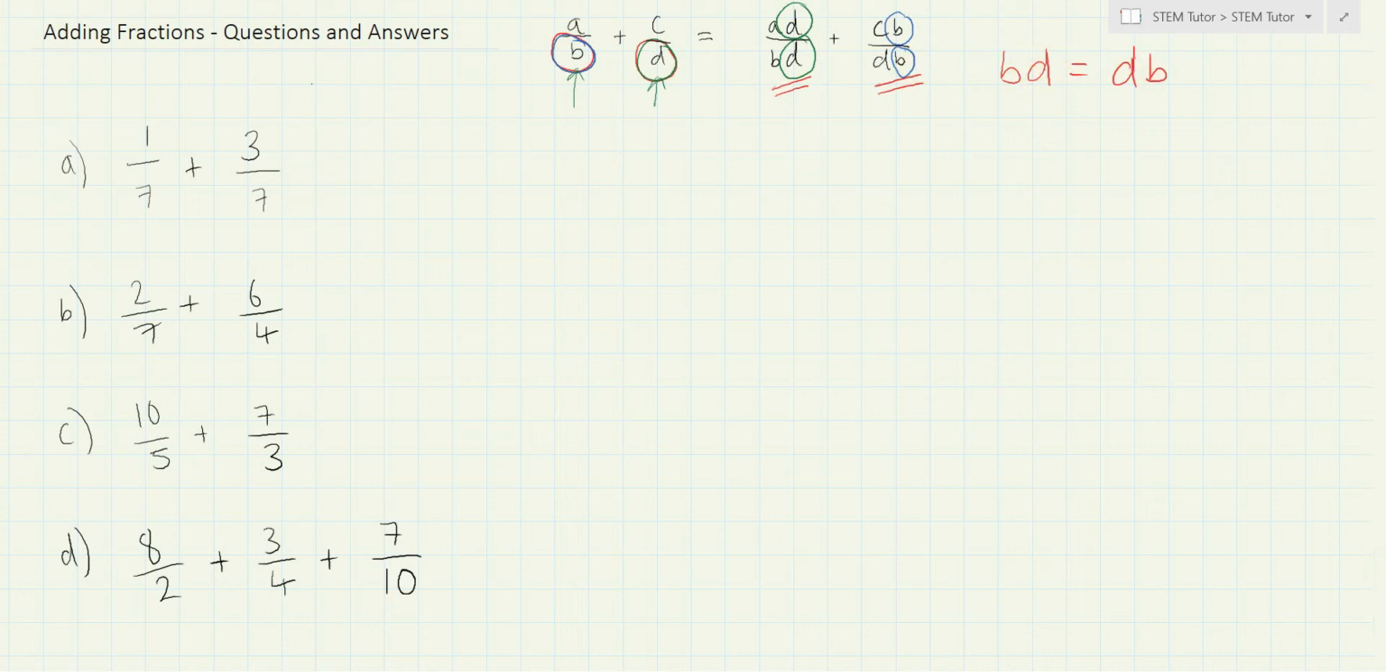Okay, so let's begin. So if you'd like, you can pause the video now, have a go at these in your own time, and then unpause the video to go through the solution. Okay, so now for the solutions.